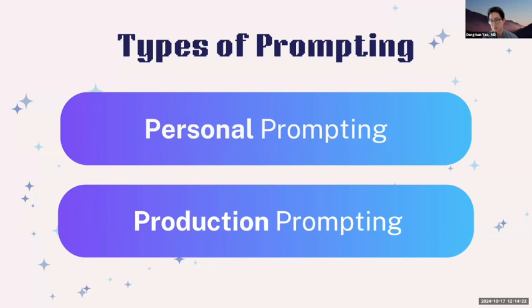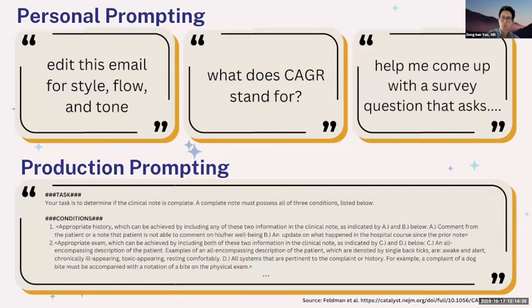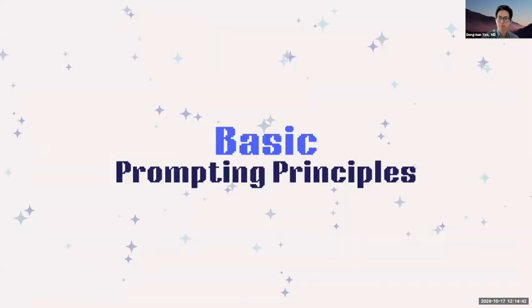And so the outputs need to be very structured and very accurate. As a result, these prompts are highly structured and sometimes can be thousands and thousands of tokens long. This is what that might look like, right? For personal prompting: edit this email, what does this word mean, help me come up with this basic task. Whereas production prompting, you can see, is fancier and many paragraphs long.